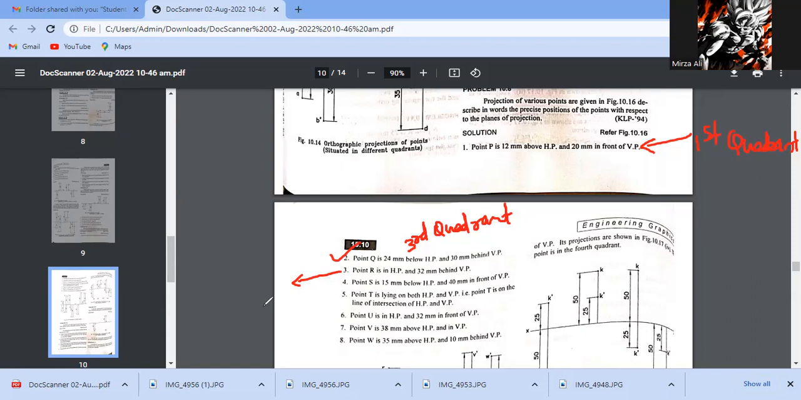Third or second? Or both? Sir, it's not mentioned if it's above HP or below HP. Yeah, right. So here the point R is in HP. That means either in second quadrant or third quadrant. Understood? Yes, sir. Okay. Then number four.